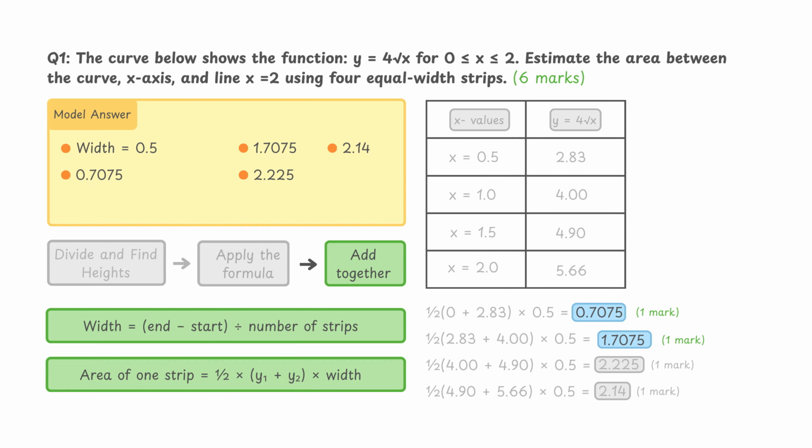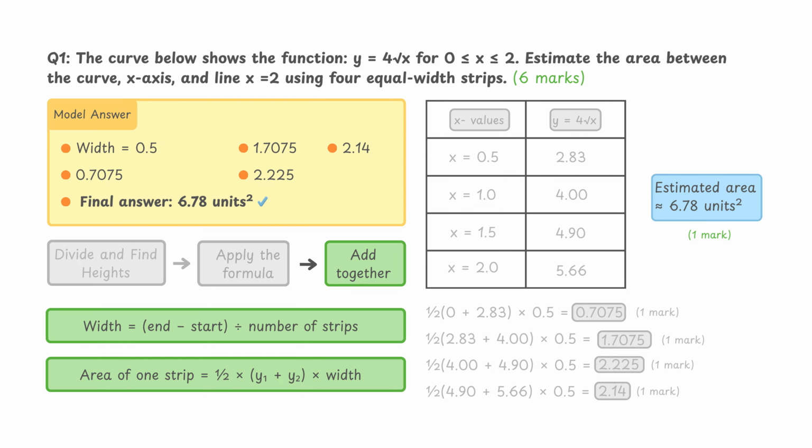0.7075 plus 1.7075 plus 2.225 plus 2.14. This gives approximately 6.78. So the estimated area under the curve is 6.78 units squared. That earns the final mark.